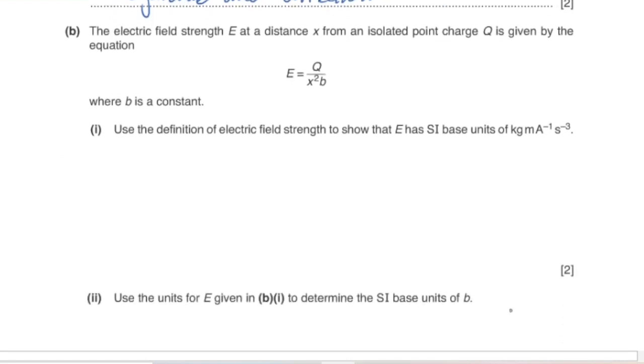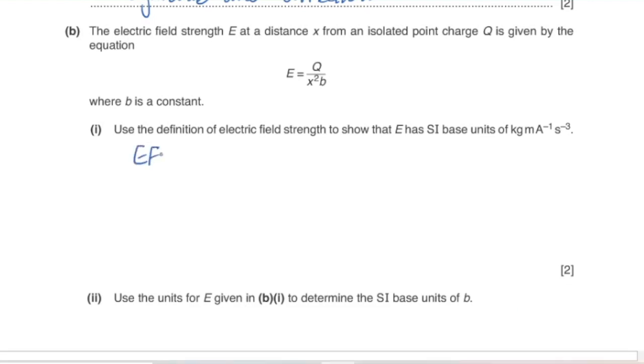Part B, the electric field strength at a distance x from an isolated point charge q is given by the equation E is equal to q by x squared b, where b is a constant. Part 1, use the definition of electric field strength to show that E has SI base units of kilogram, meters per ampere per second cube.